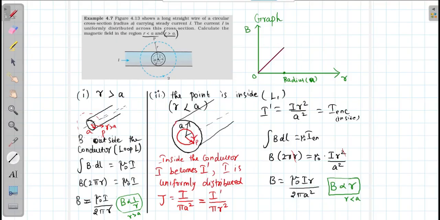B is maximum, and then it keeps decreasing by 1 by r. Here B is proportional to r, and here B is inversely proportional to r. That's all. At radius A, the magnitude of magnetic field is maximum. Okay, sir.